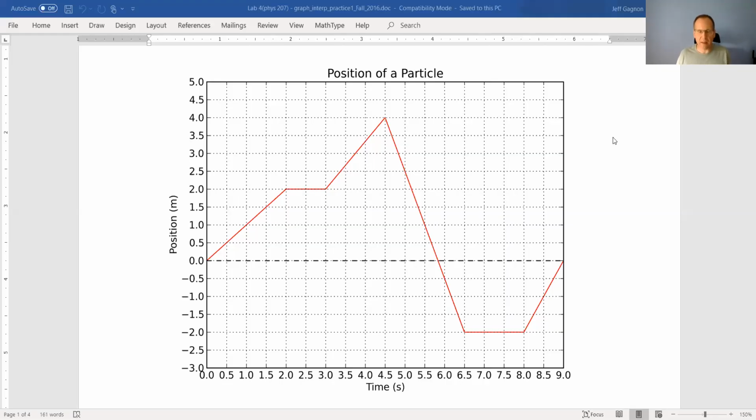Okay, so this is the first practice sheet on the graphical interpretation. I want to walk through a bunch of examples so you'll have a good idea of how to actually answer the questions for your lab report. So this is a graph of position versus time. And notice that there's a couple of strange things here.